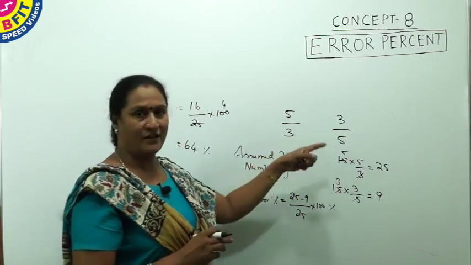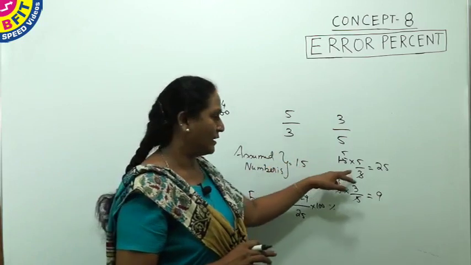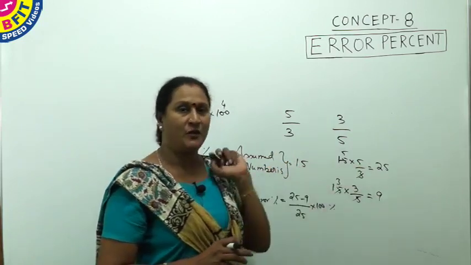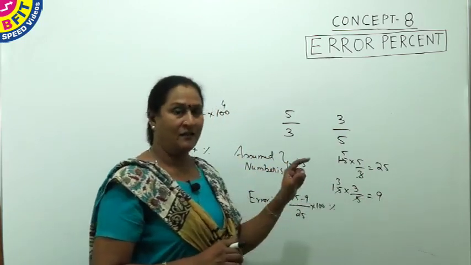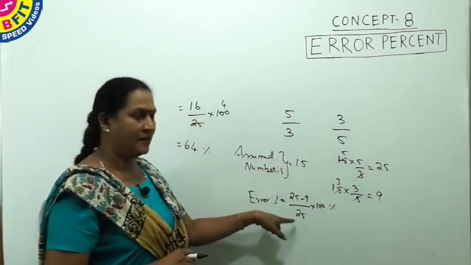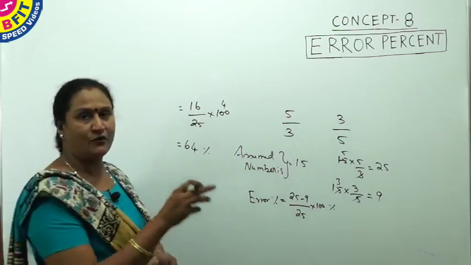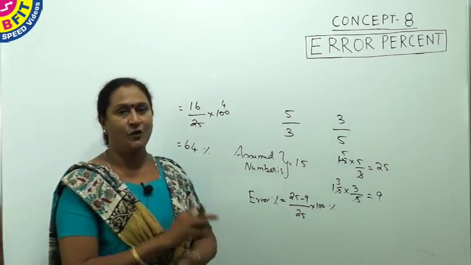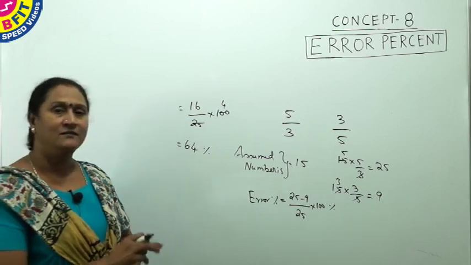Now instead of taking a blind number n and working out, just take the LCM of the denominators, that is 3 and 5, assume that as a number and get the answers: the correct multiplicand and the wrong multiplicand. Into 5 by 3 the answer should be 25, but it was multiplied with 3 by 5, and the answer got is 9. So the error percentage is the difference in answers, 16, by the correct answer, into 100. The error percentage is 64%, and here the answer is option A, 64%. We'll see the next concept.